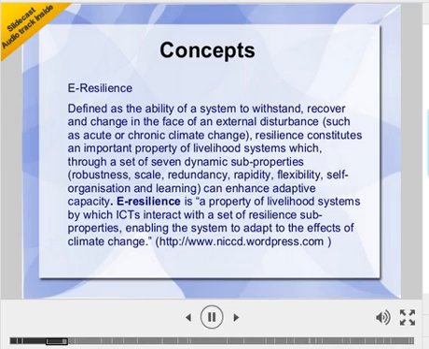So the idea of e-resilience is a new one, and I quote from a blog run out of the University of Manchester in which they're promoting this idea. It's a property of livelihood systems in which ICTs interact with a set of resilient sub-properties, enabling the system to adapt to the effects of climate change. So it's how we use IT to deal with our learning, how we capture knowledge, how we use IT to analyze the data, etc., to improve our resilience.